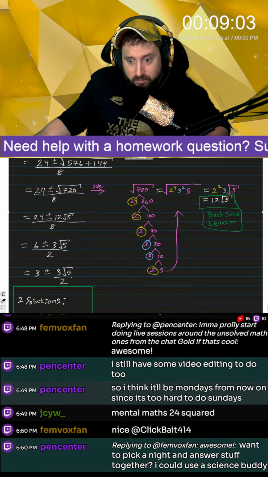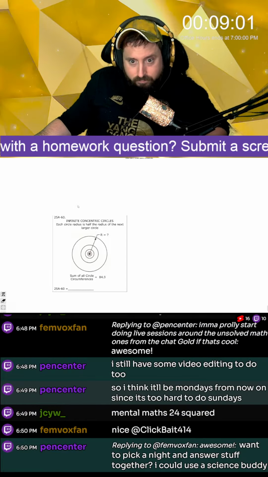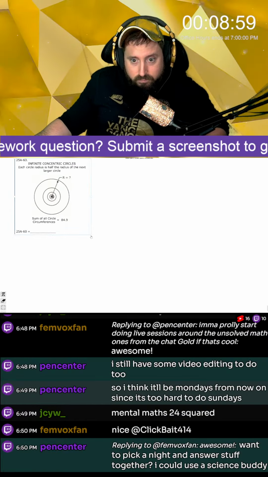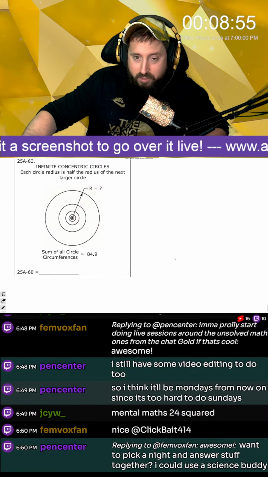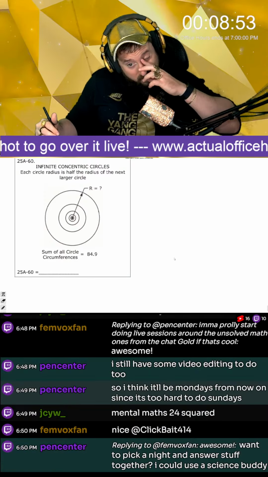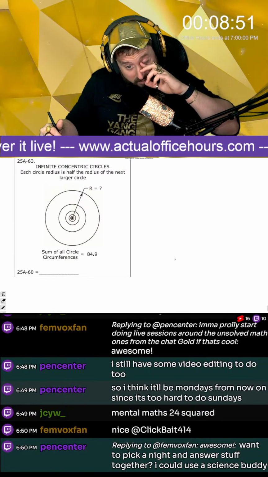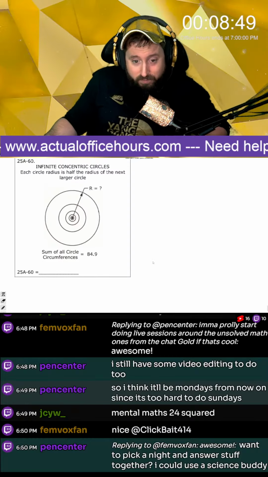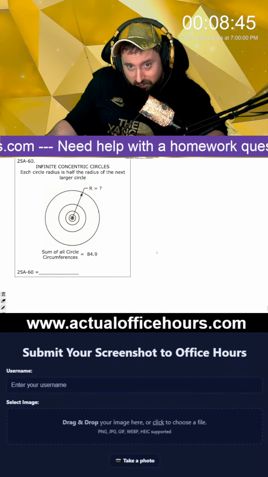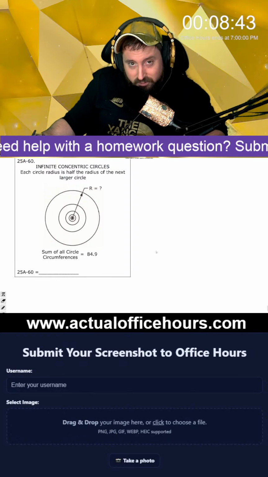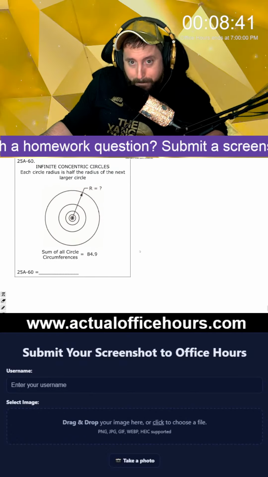Here's another one. Each circle radius is half the radius of the next largest circle. Oh, wow. Sum of all circle circumferences is that? What's the answer? Okay, wait. Infinite concentric circles. That's pretty cool, actually.